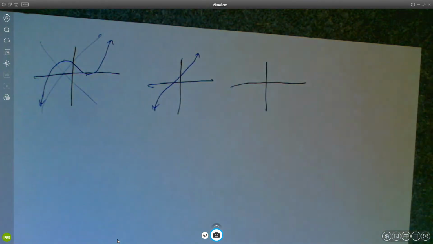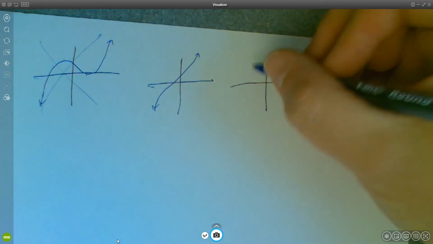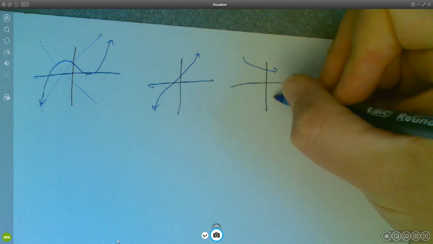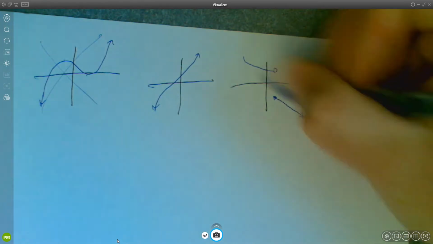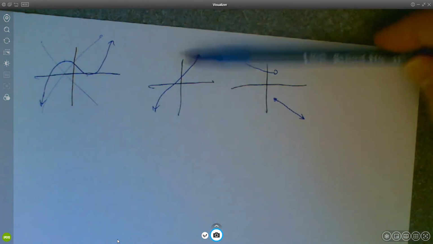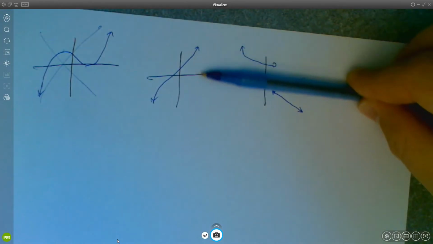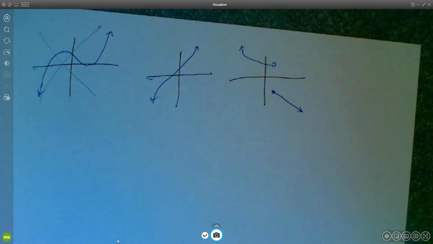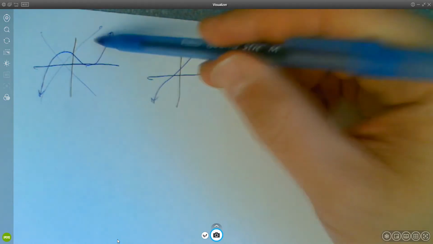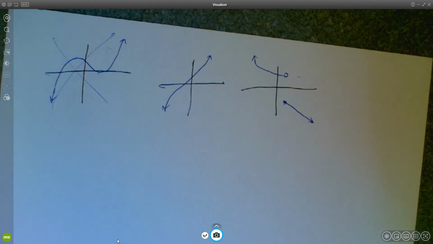Or it could be strictly decreasing, and maybe it does something weird, like maybe it's got a hole and then a little jump and then continues on down like that. But this would still be a strictly decreasing function, and you can see that it also passes the horizontal line test, so it's also 1-to-1. So both of these functions would be invertible. This one would not be invertible.